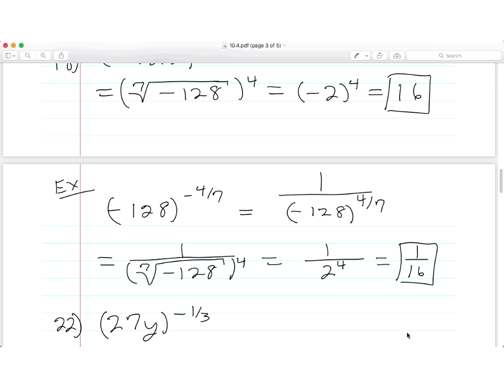Let me do problem number 22. In exercises 21 through 44, simplify the expression and write the result in exponential form without any radical in the denominator. Okay.